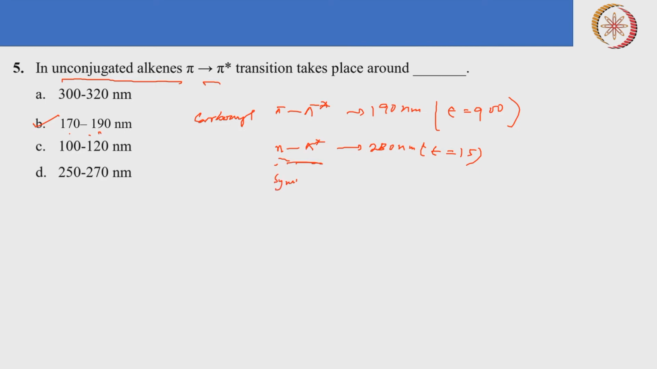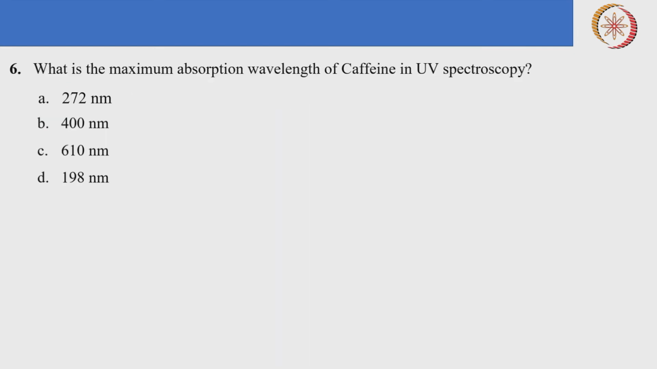The n to pi star transition is a symmetry forbidden transition. As it is a symmetry forbidden transition, whatever absorbance peak comes, its intensity will be low.